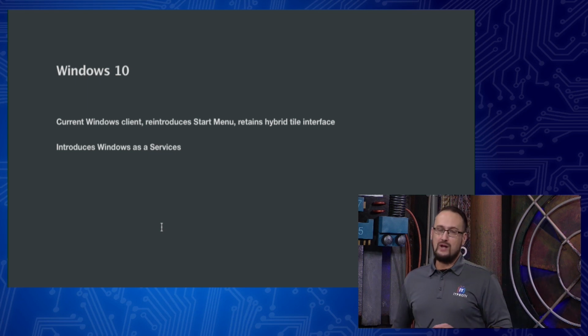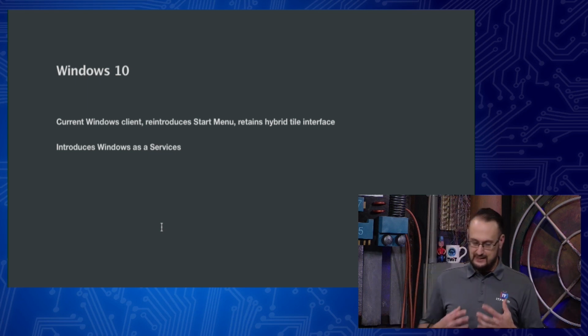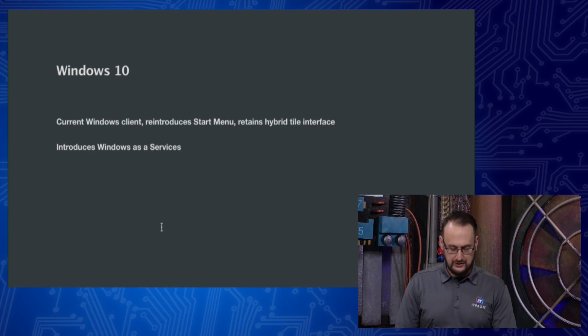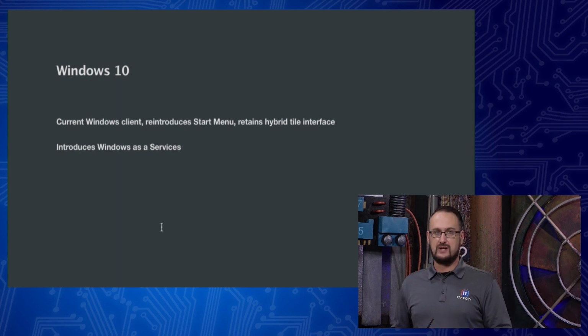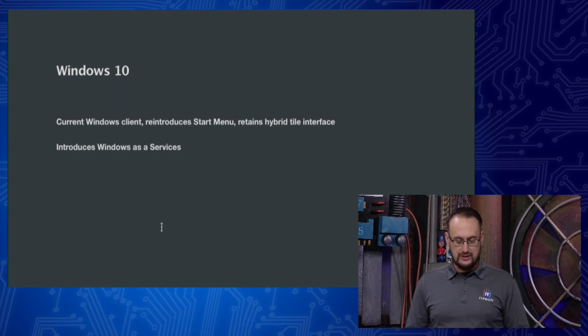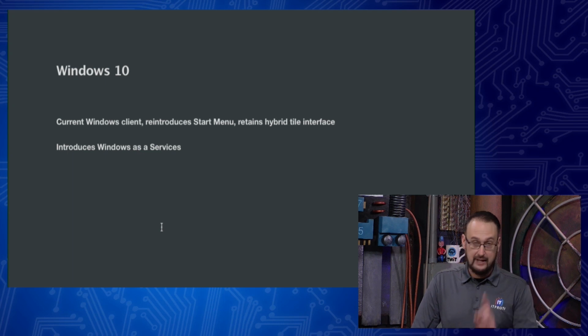And then Windows 8.1 came back into play, and they kind of knew that they had to change some things up. So it reintroduces the Start menu, and it retains what's known as a tile or a hybridized tile interface. And it also introduces Windows as a service. Now, I'm going to show you what we mean coming up. Let's go ahead and talk about the operating systems for a little bit, and then we'll come back and demonstrate what we mean.